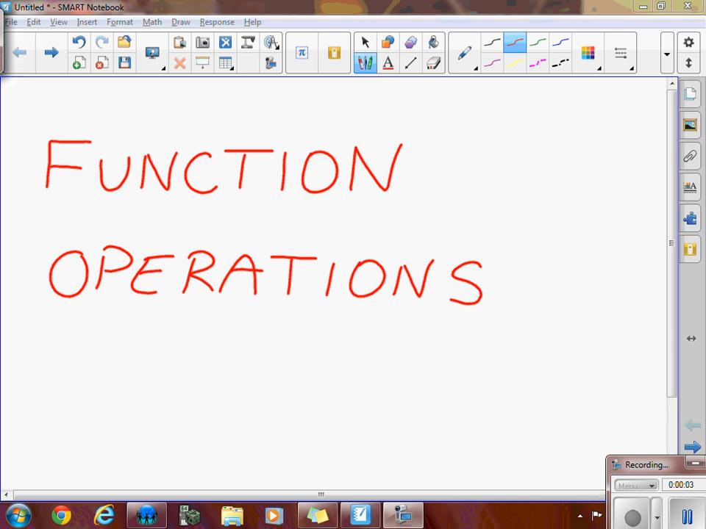All right. This is our last unit, function operations. It should take 2 days. But the key thing in function operations is that it's fun.